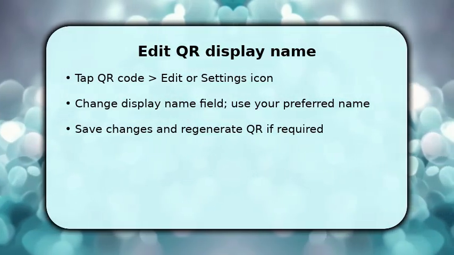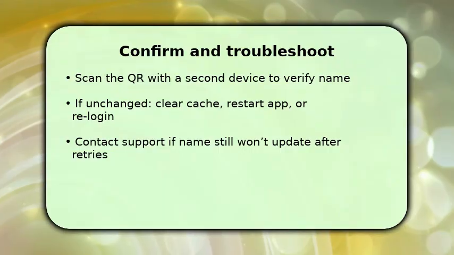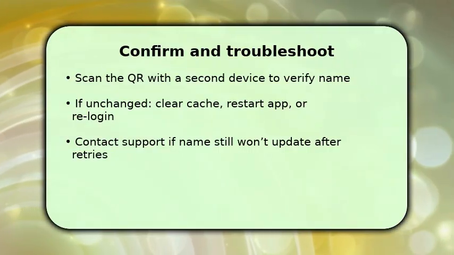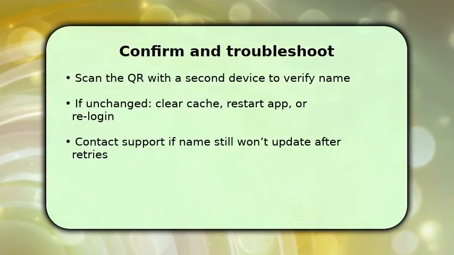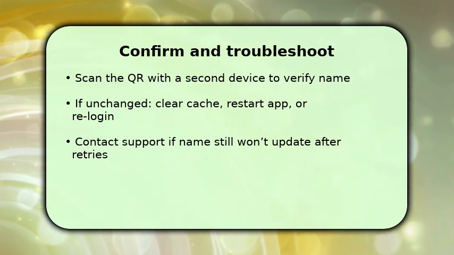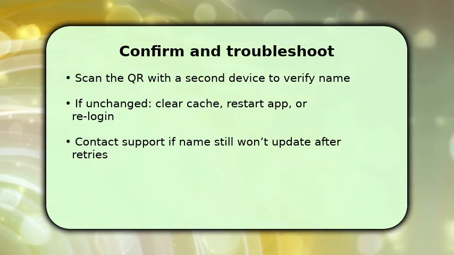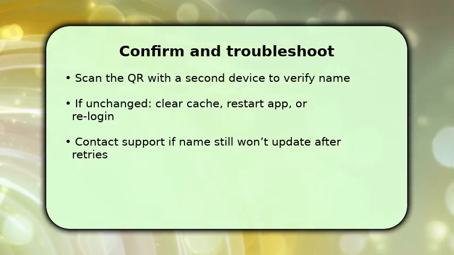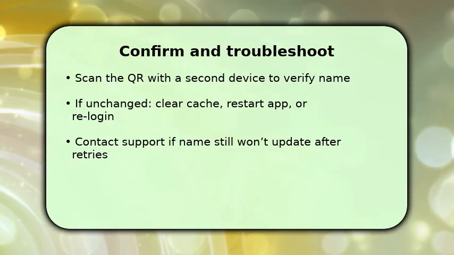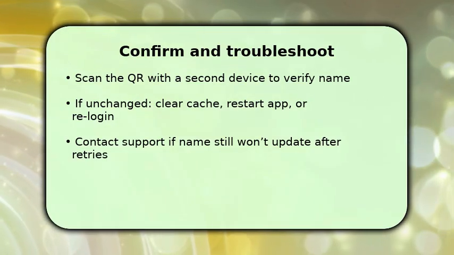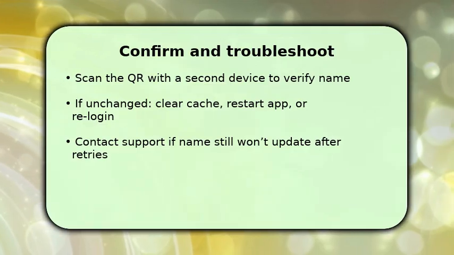Finish by verifying the change. Scan your new QR code with another device to confirm the updated name appears. If the name didn't update, clear the app cache, force close and reopen Google Pay, then sign out and sign back in. These actions refresh cached profile data. Make sure the app has network access when saving changes.